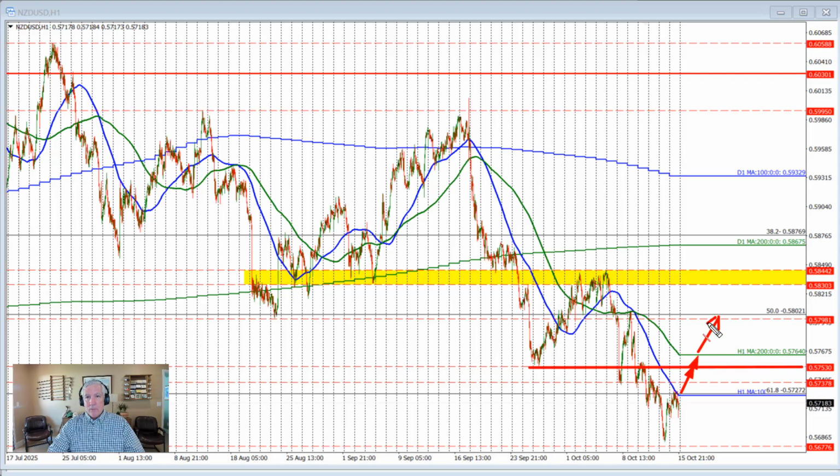Get above that level and you start to look toward higher levels in the pair, including the high price that we saw right here and the 50% midpoint. But we'll look toward that level as well going forward. So that's my look at the New Zealand versus U.S. dollar. Right now, the sellers are more in control on the daily chart. On the hourly chart, we'll see if they can keep control going forward.